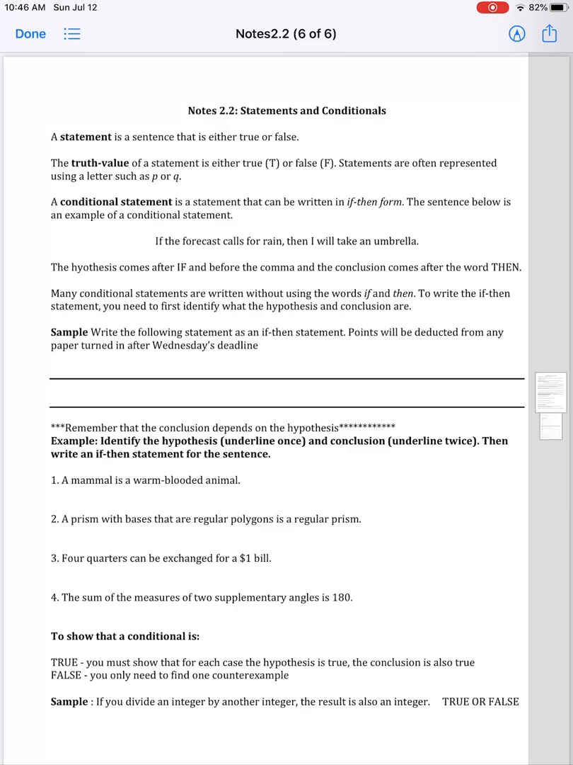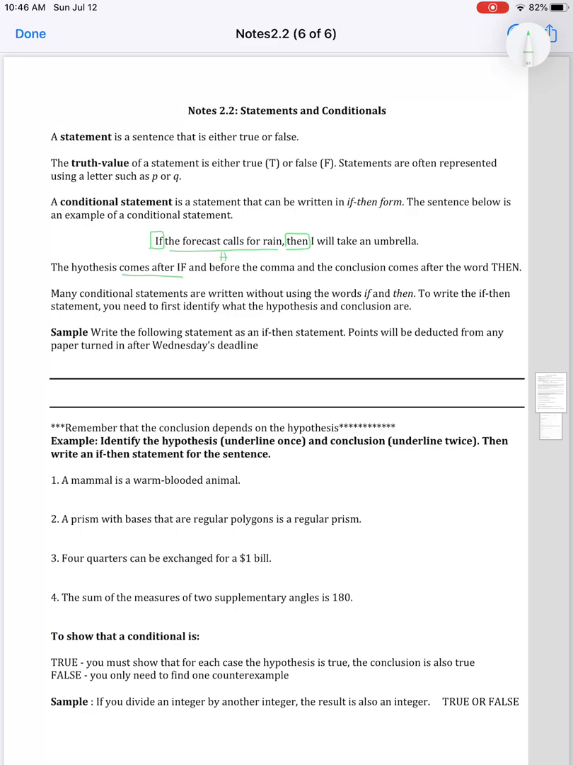So the most common type of statement that you're going to see is a conditional statement. It's an if-then statement. So if P, then Q. Or if we say, if the forecast calls for rain, then I will take an umbrella. So when you identify in a conditional statement, there's two pieces to it. There's a hypothesis and there's a conclusion. And it is all split at where the comma happens. So the two keywords that you have to work with are if and then.